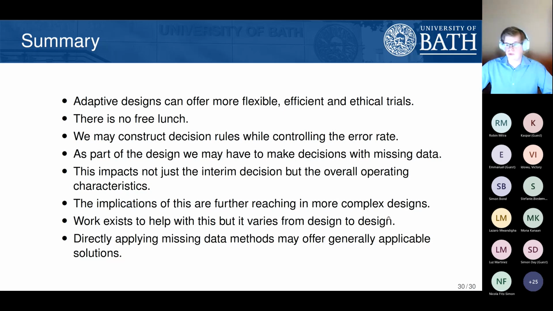The implications of what we've talked about today are much further reaching in more complex designs. As you start to get these interactions building up, it makes these decisions harder to make, and thus the missing data has a bigger impact in that setting. While some work does exist, it varies from design to design. So our hope is that directly applying missing data methods may offer some more generally applicable solutions to these problems. That's it from me.